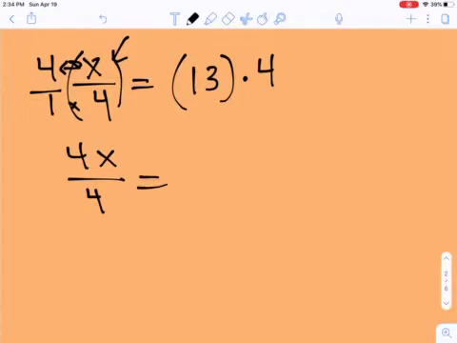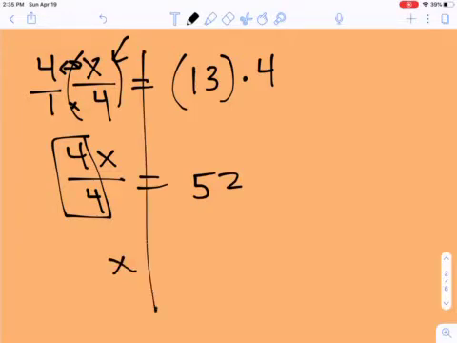And then over here, you have 13 times 4, which is going to give me 52. Well, what's 4 divided by 4? 4 divided by 4 is 1. So your answer winds up being x is equal to 52.